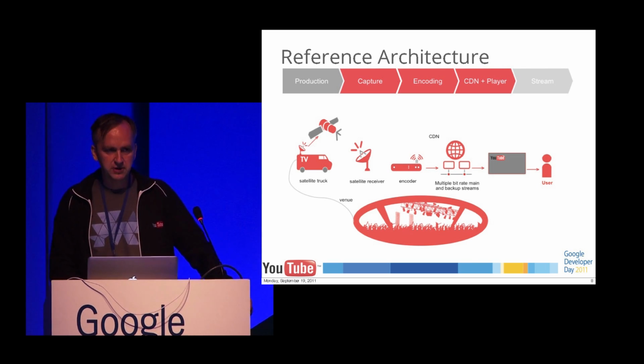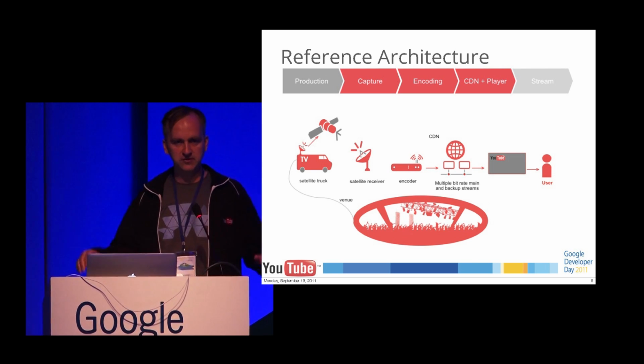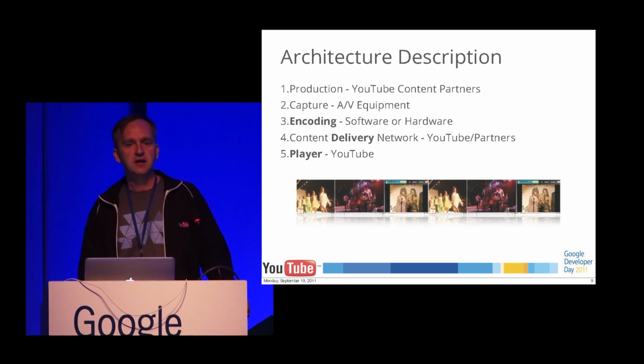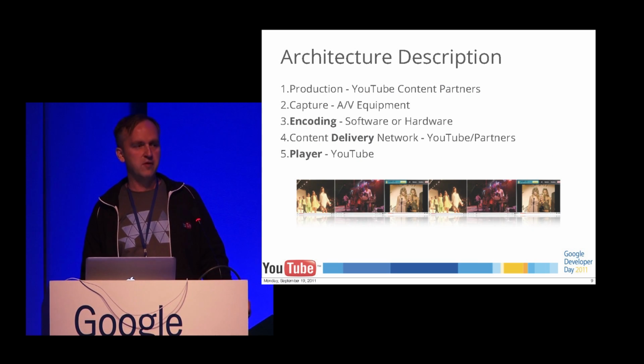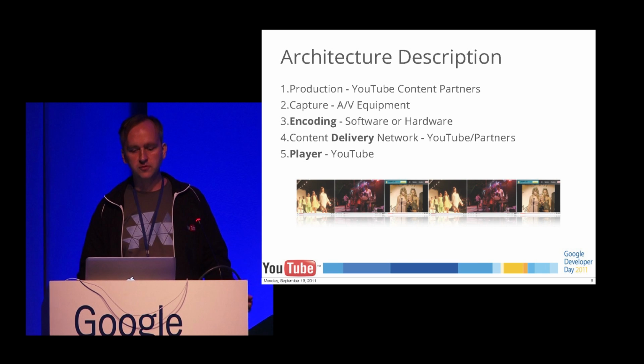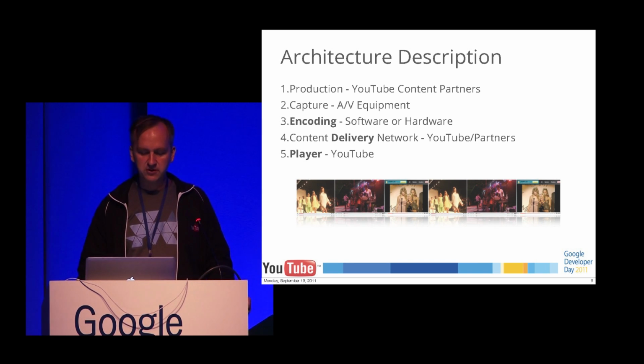Next, content delivery network and player. CDN is really what optimizes the delivery to the edge of the network, and then the YouTube player is how the audience can actually consume the video content. So this is our little reference architecture, and I will describe the steps involved in all these pieces and how our APIs fit into this architecture.